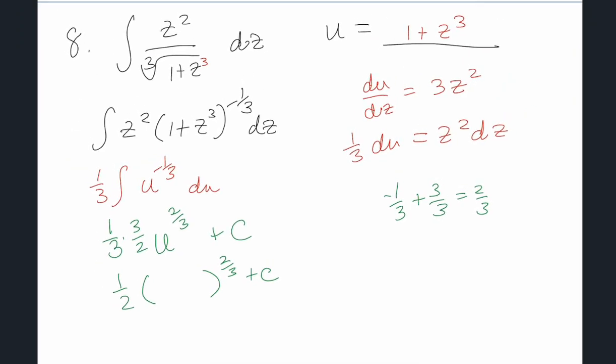Remember, we know that u comes out, and we know that's equivalent to 1 plus z cubed. And that's it. That is your answer.